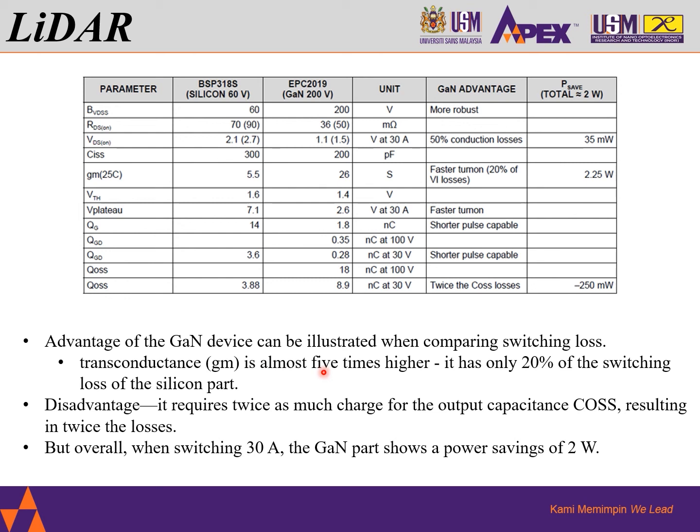The advantages of GaN are illustrated in the table, with transconductance 5 times higher and only 20% of the switching loss, as I mentioned earlier. However, the disadvantage of these GaN HEMT devices is that they require twice the output capacitance COSS, resulting in twice the losses. But overall, when switching 30 amperes, the GaN part shows a power saving of up to 2 watts.